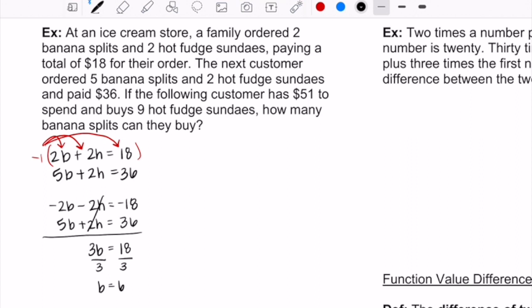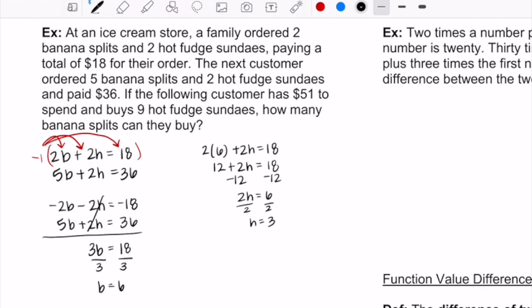Next, I need to figure out how much a hot fudge sundae costs. So I'll plug b equals 6 in for b in either of the two original equations. I'm going to plug it into the first one. So 2 times 6 is 12. I'll subtract the 12 from both sides, and then I'll divide both sides by 2. So I'm going to get h is equal to 3. So the cost of a hot fudge sundae is $3.